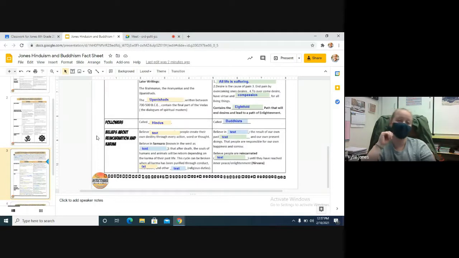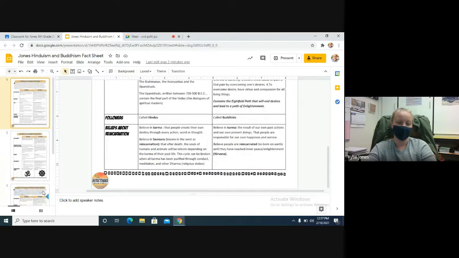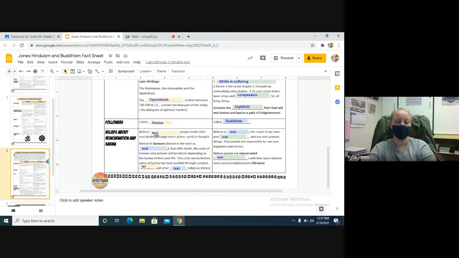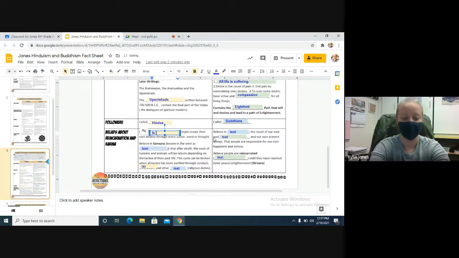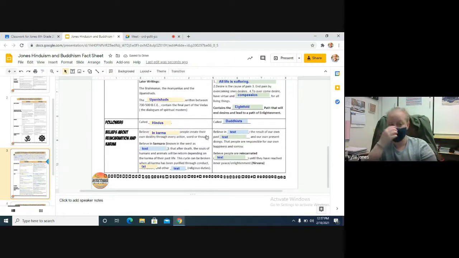Okay. Well, they do not believe in them, but Hinduism and Buddhism. Let me say that again. Hindus and Buddhists do believe in reincarnation and karma. So our first blank here: believe blank people create their own destiny. So they believe in karma, that people create their own destiny through every action, word, or thought. Karma is the concept of what goes around comes around. So the way that you treat people is the way that you're going to be treated by other people.